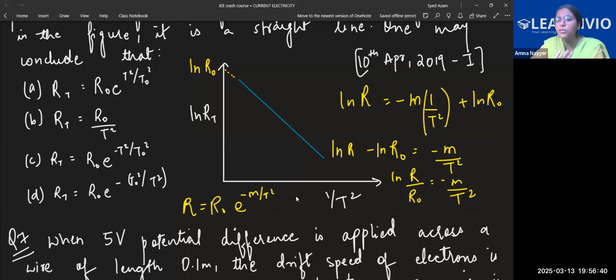Further, this can't be solved more, right? So how are we going to relate with all the options that are given? See, R of T is equal to R naught e to the power T square by T naught square. Firstly, we have in the denominator T square. So this is invalid. Also the minus sign is not there. So this is incorrect. This doesn't have the exponential. So is it right or wrong?